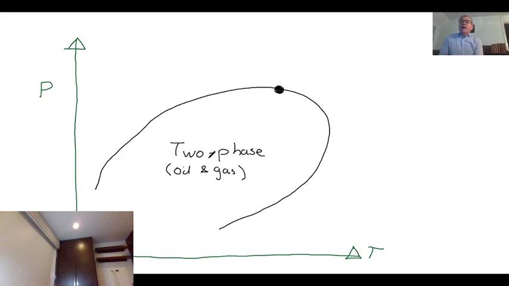Liquid oil phase. Then at very high pressures and low temperatures, things tend to be liquid-like. So here we're going to have a single phase that's going to be oil. And then at very high temperatures and low pressures, things tend to be gas-like. So this will be gas here. Okay, so this is an example of what a phase diagram for an oil and gas mixture might look like.